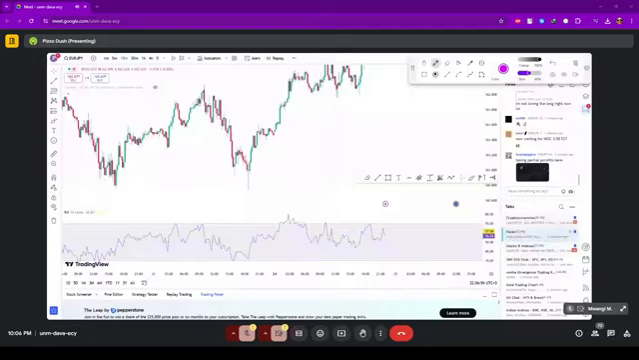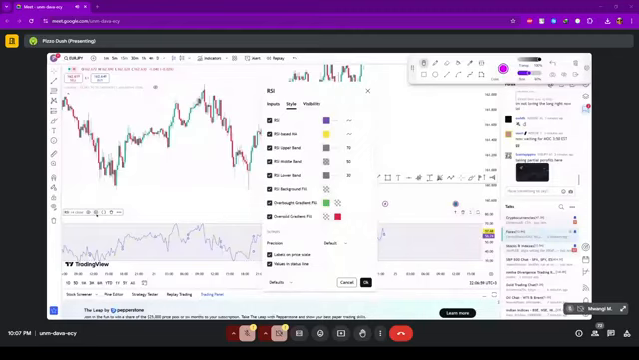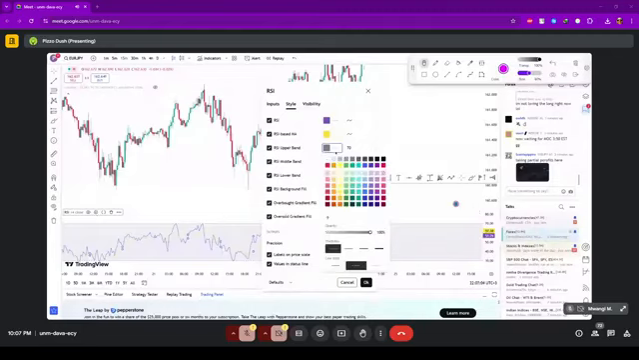So nitaenda hapa kwa settings. Kwa hii level ya 70, I'll click hapa kwa colors, niweke hiyo line iwe straight na iwe dotted, then niweke iwe red. Kwa level 30 down here, niweke color iwe blue, then line iwe kubwa na isiwe dotted.